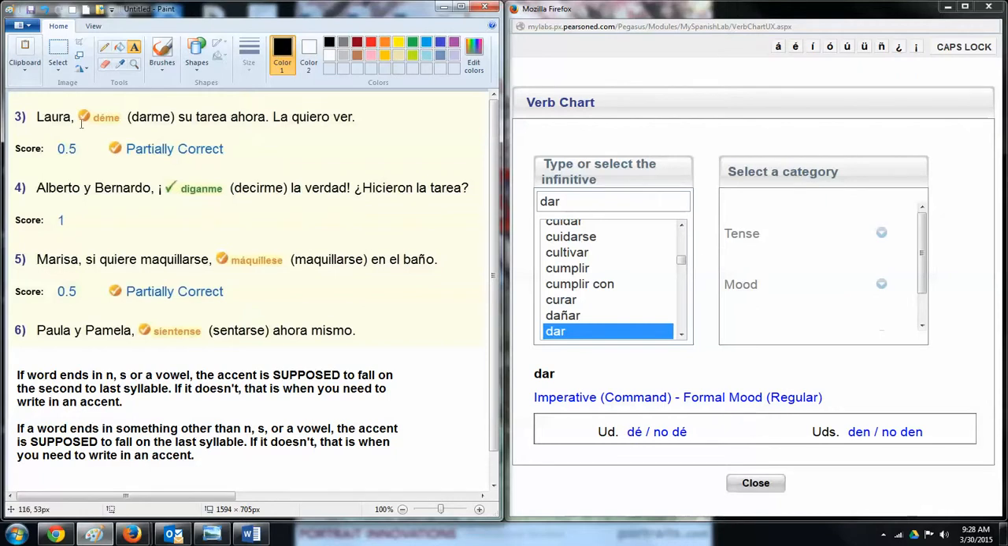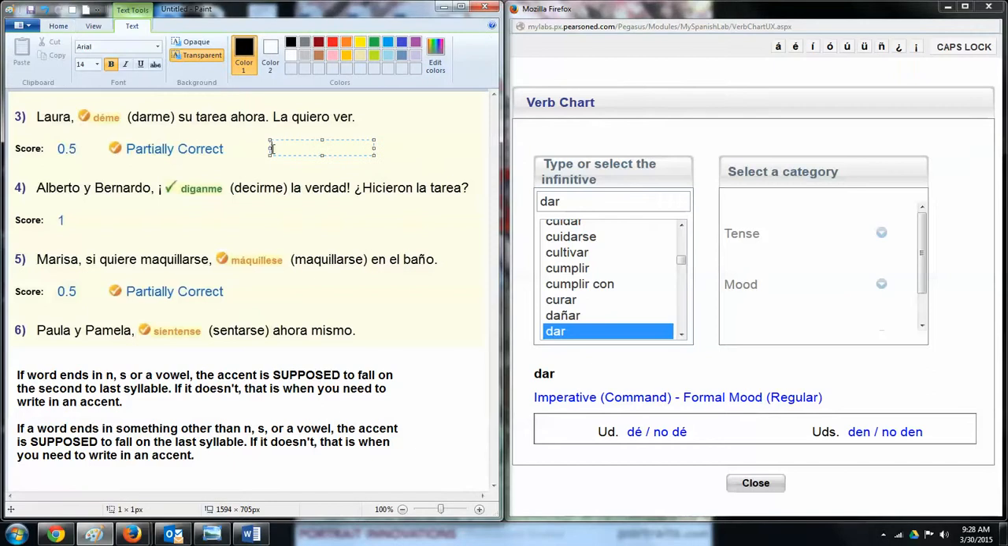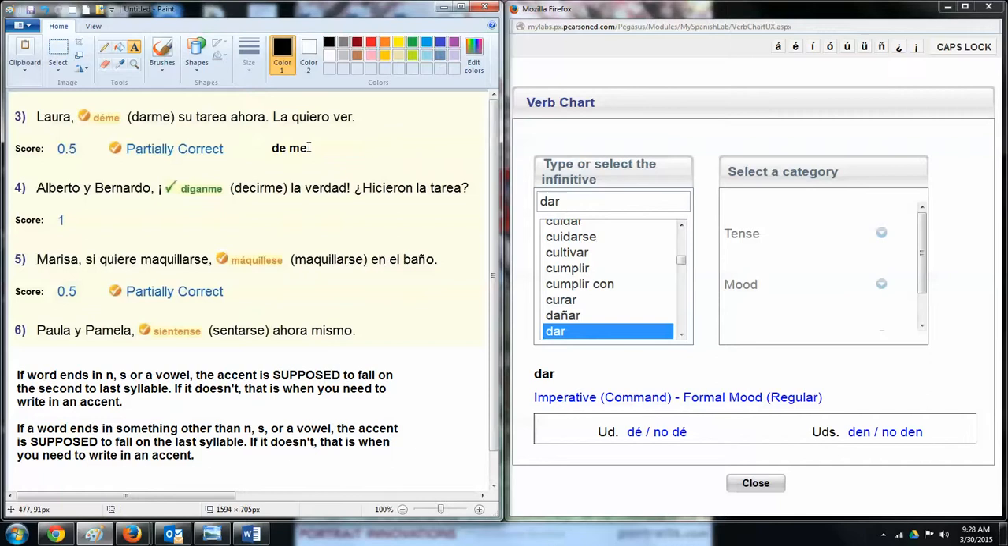However, when I attach a pronoun to dar, I have now made this word "dame." Now that word has two syllables, and we want to stress the A because that was where the original stress fell. It ends in a vowel, so its stress is now falling where it's supposed to, so I no longer have to write it in. Does that make sense? Words that end in a vowel are supposed to get stressed on their second to last syllable, which is where I want my stress to go here. So "dame" doesn't need an accent mark.